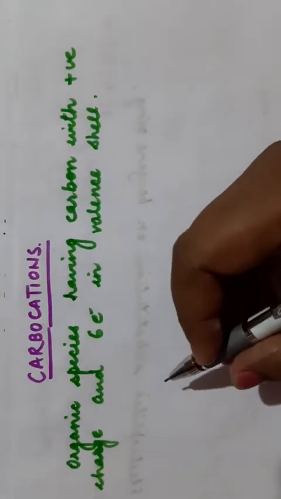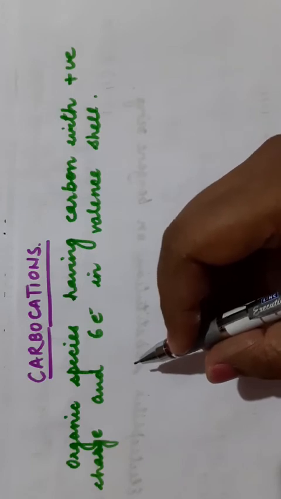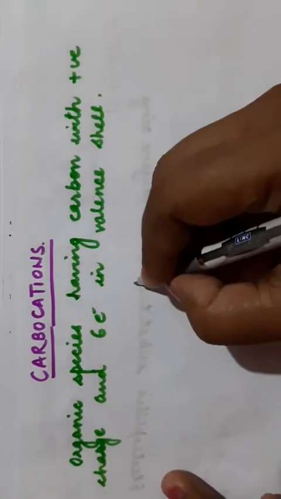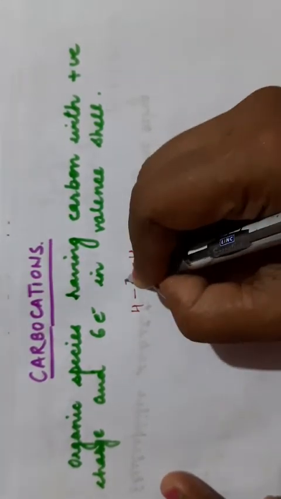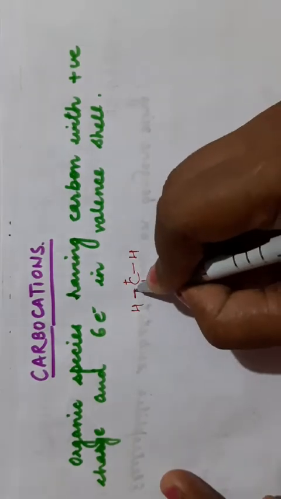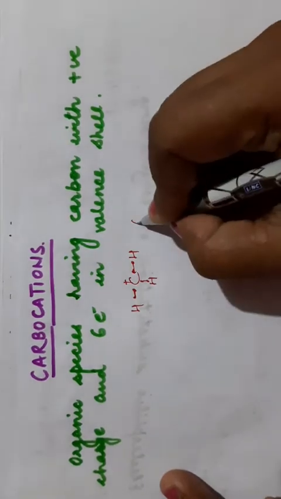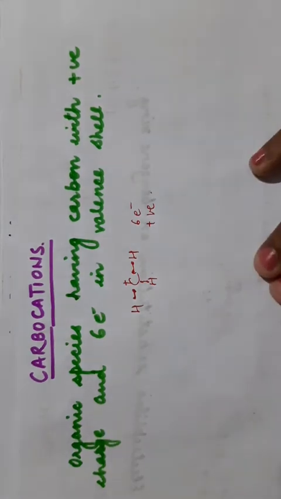Hello students, today we will be discussing an important reaction intermediate of any organic reaction, that is carbocations. Now what are carbocations? These carbocations are the organic species which have carbon with positive charge and 6 electrons in the valence shell. I will take the simplest example here. We have CH3 plus. Now here this carbon has 6 electrons, 2 electrons in this bond, 2 electrons in this bond. So there are 6 electrons in the valence shell and a positive charge. Such species are known as carbocations.